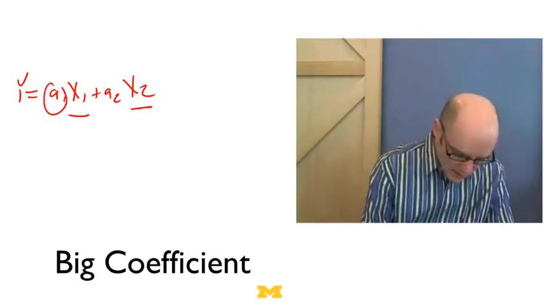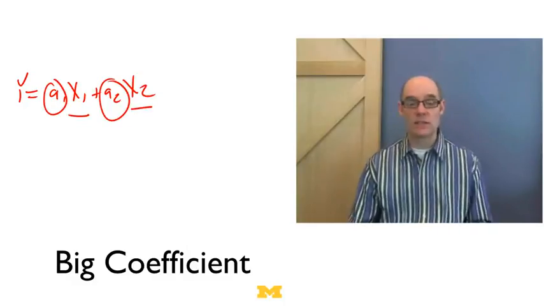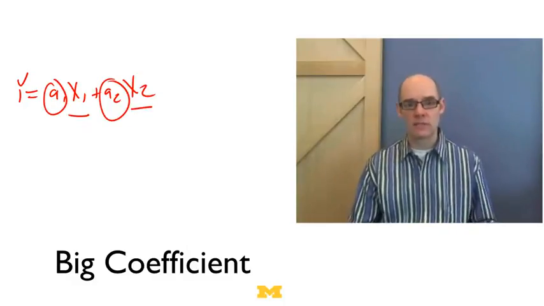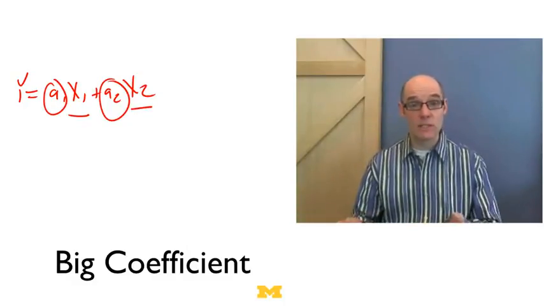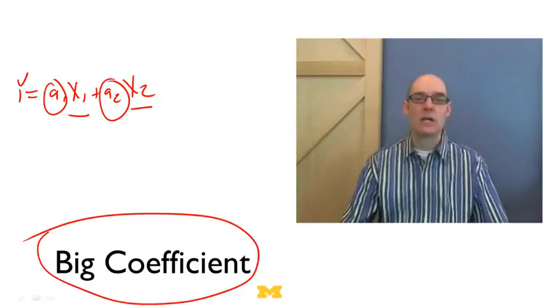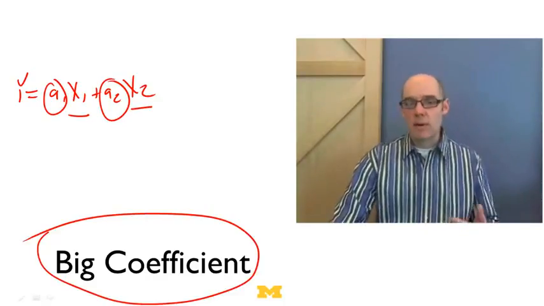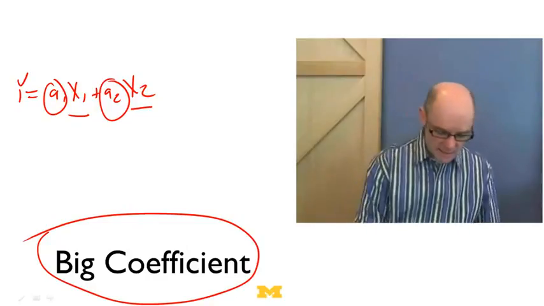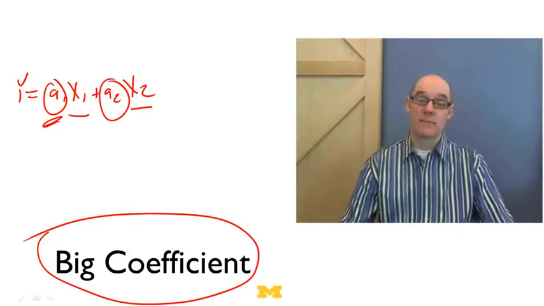And so a1 and a2 are the coefficients, and these coefficients tell how important the variable is. So the bigger the coefficient, the more important the variable. So when I say the big coefficient, what I mean is making policy or making a decision based on which one of these coefficients is biggest. Now that makes a lot of sense.